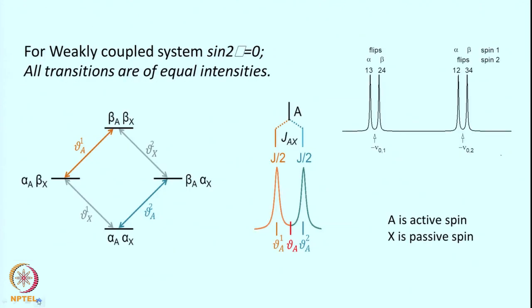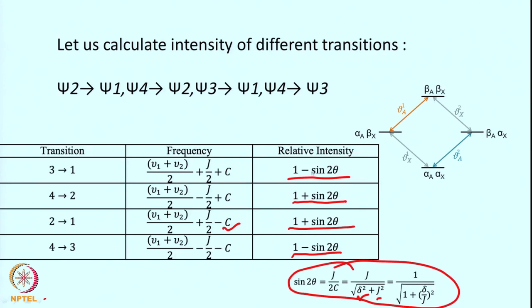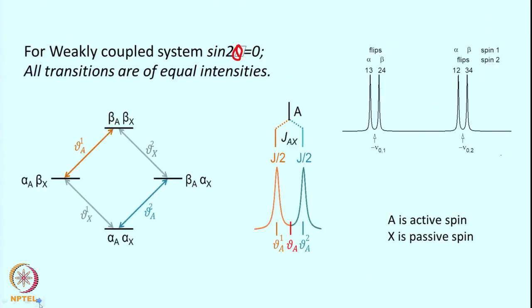Okay. So, as we looked at, for weak coupling system, sine 2 theta is 0, that means all the transitions are going to be of equal intensity. We go back here, and if sine 2 theta is 0, that means we are going to get 1 1 1 1 value. Okay. So, that means for weak coupling system the transitions happen like this, here 4 transitions that we were discussing a minute ago.